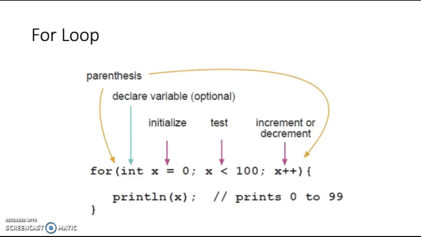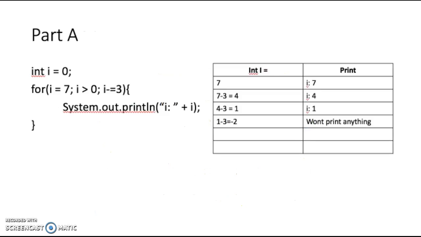The other type of loop that we deal with in this problem is the for loop. This says, for the integer x equal to 0, you will run this loop as long as x is less than 100, and every time that you run this loop, you will increment x by 1. For this one, you will be printing out 0 to 99. So we can get started with our question now that we understand the basics of loops.